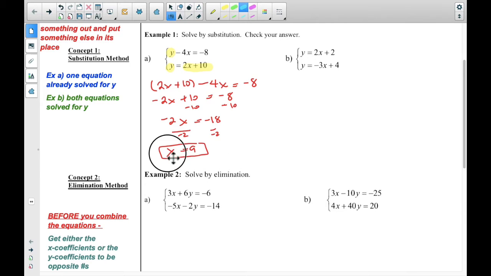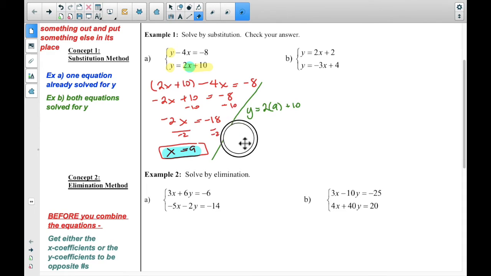This time, we're going to take the number we just came up with, that's 9, and we're going to plug it in for x. We can use either equation. I think that bottom equation is going to make more sense because it already says y equals. So that'll be easier to plug in. I'm going to come over here and plug in the 9. So I get y equals 2 times 9 plus 10. So that means y equals 18 plus 10. And so we get our final answer to be 28.